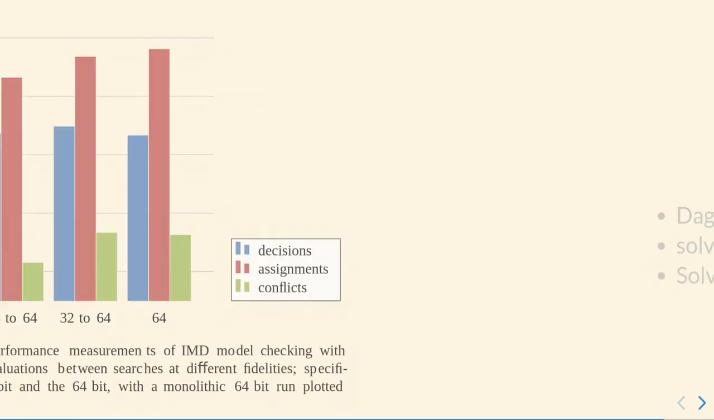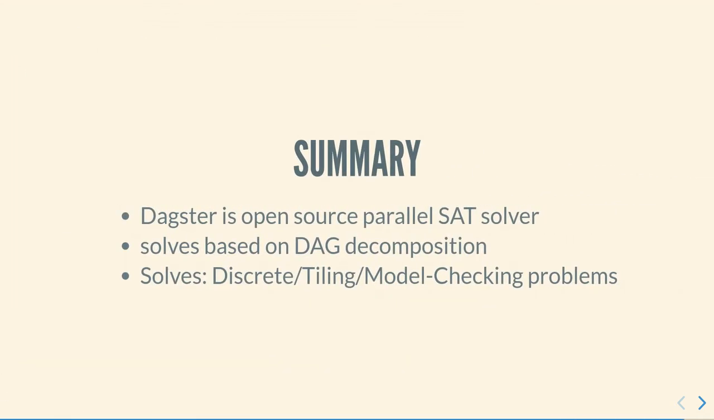Now, broadly speaking, there are a lot of different SAT problems, and for a tool as general as Dagster, you can do a lot of playing around with it, a lot of toys. Anyway, it's an open source parallel SAT solver that solves based upon a DAG decomposition of the problem. And, as we show in our paper, it can solve discrete mathematics problems, tiling problems, and model checking problems, amongst a whole range of others.